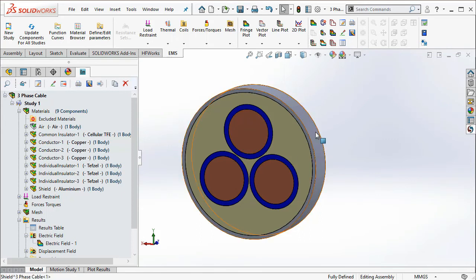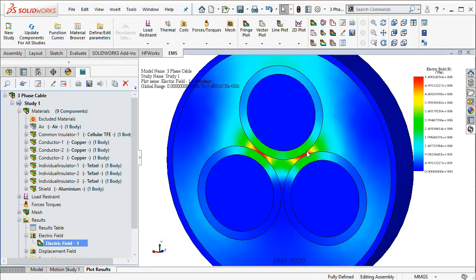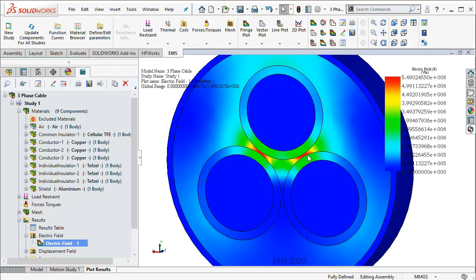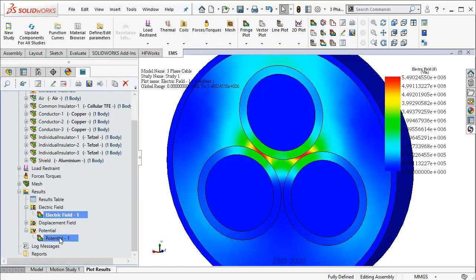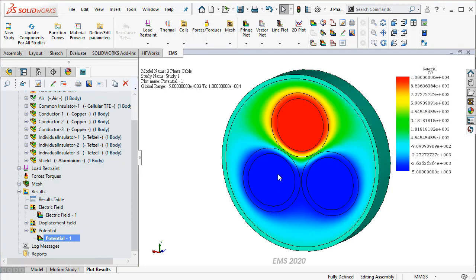And outside you have an aluminum conductor that acts as a shield. So we can compute the electric field distribution using the electrostatic solver. Here you notice regions of high electric field in the insulator. You can compare this electric field to the breakdown voltage of the insulator to see if your insulator is safe. One can also take a look at the potential distribution in the model.